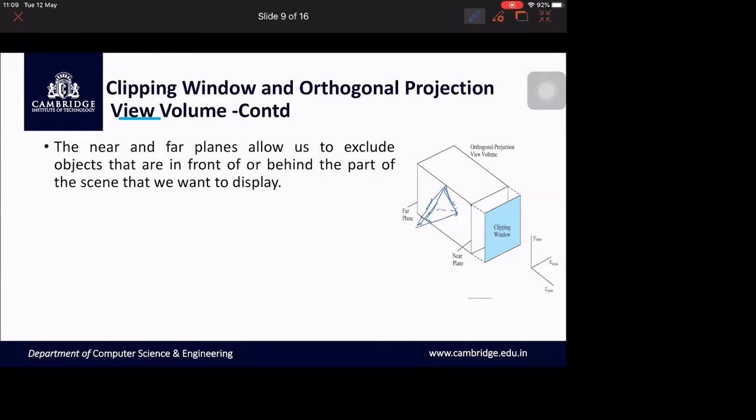Now, this complete portion is clipped off. This complete portion is clipped off. This complete portion is clipped off. Only this is projected onto the clipping window. So this is my volume, because I have a z-axis also.